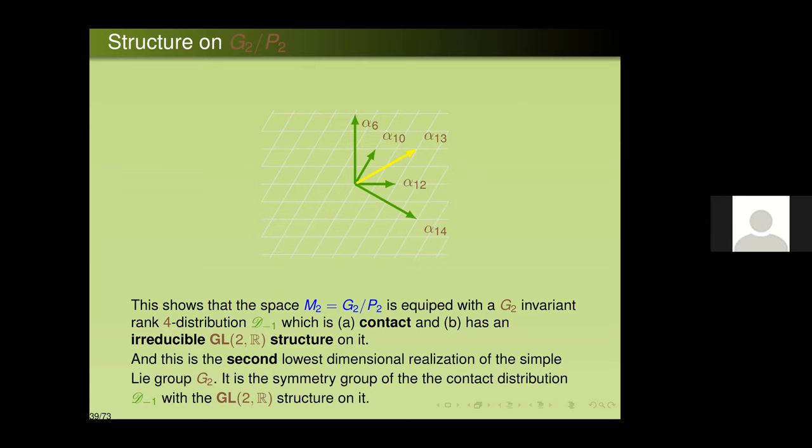Number one, it is the symmetry group of a particular 2-3-5 distribution. Number two, it is the symmetry group of a contact distribution in dimension 5, such that this contact distribution is equipped with GL2R structure, some particular one. So that's how you can realize G2.